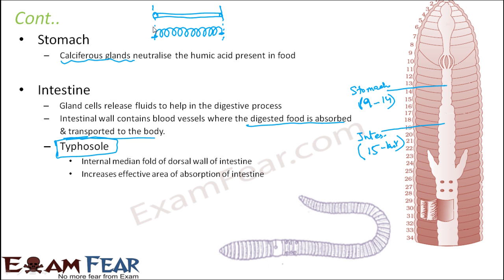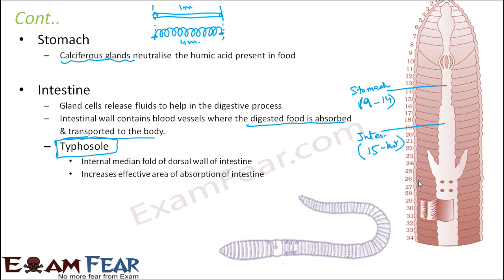So if you make something curvy, the area of absorption will increase because more wire could be accommodated. Let us suppose if this length was 1 meter, then this length would be maybe 4 meters. So that means the effective length is increasing. The effective area of absorption will also increase. So the similar thing is happening here. Here you cannot increase the intestine in length because everything else is fixed. So what you can do is you can make folds of the wall of the intestine so that the area of absorption increases and more digested food can be absorbed. So typhlosole is this folded wall of the intestine.